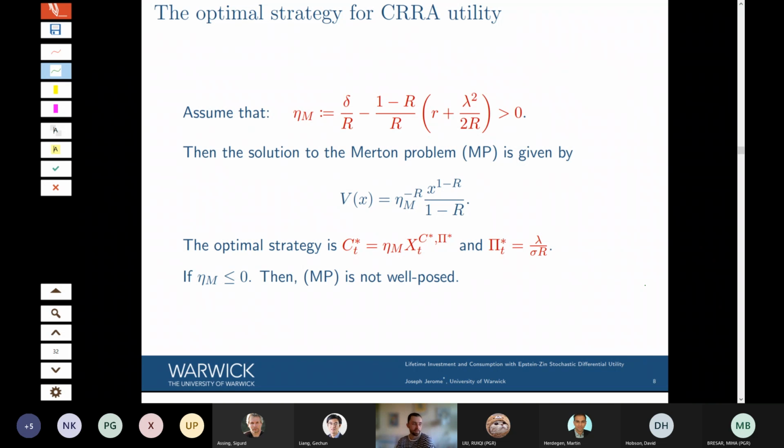And if eta m is less than or equal to 0, then we can also show that the problem is not well posed. So this condition is minimal in some sense.